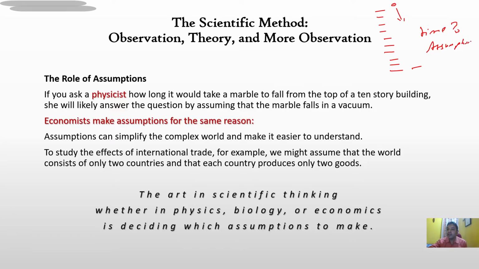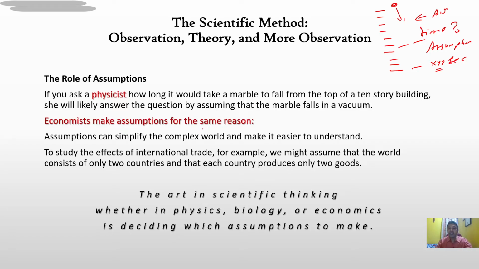So if the physicist wants to tell you the time that is required, he will make certain assumptions. He'll make the assumption that there is no air effect, okay, there is no gushing air, and this particular marble is a normal marble, and there is no external effect that may hinder the fall of the marble. So taking into consideration all these assumptions, he will say that it may take so many x, y, z seconds. So this number he has derived based on assumption. So economists also make assumptions for the same reason.